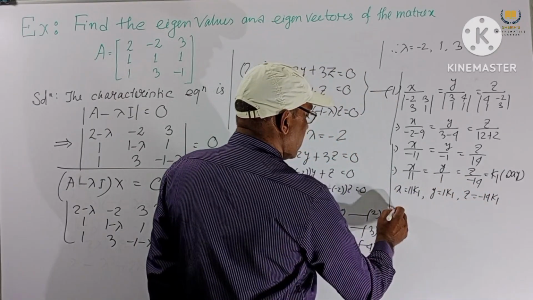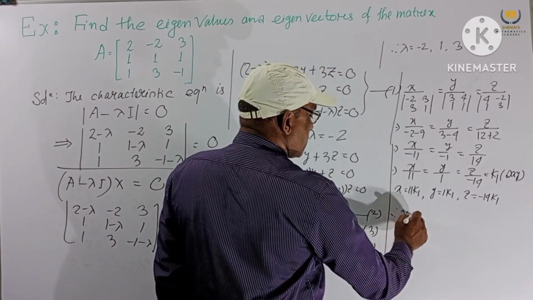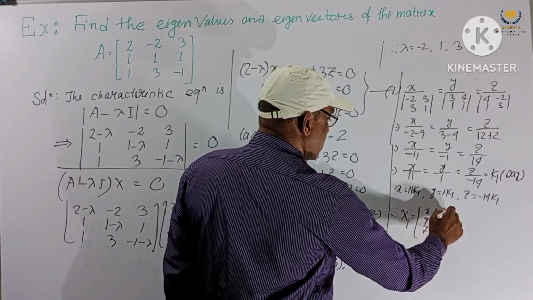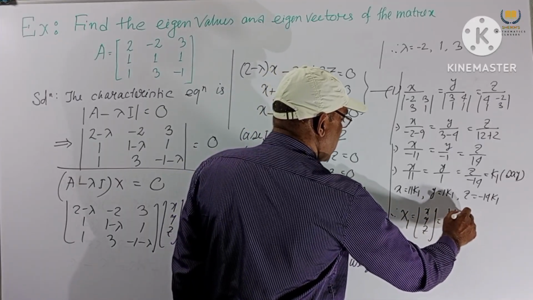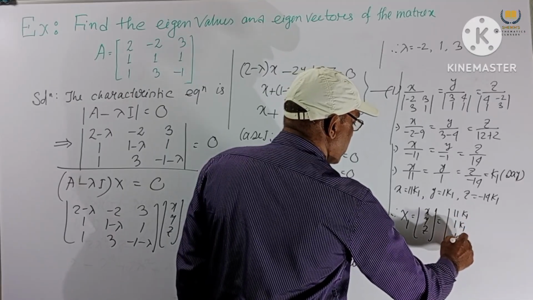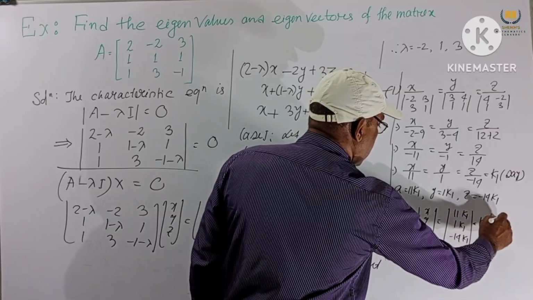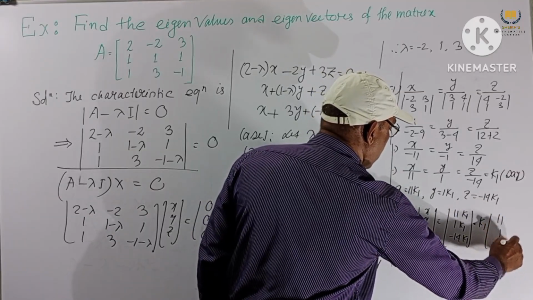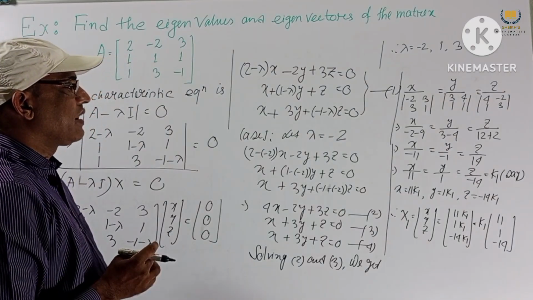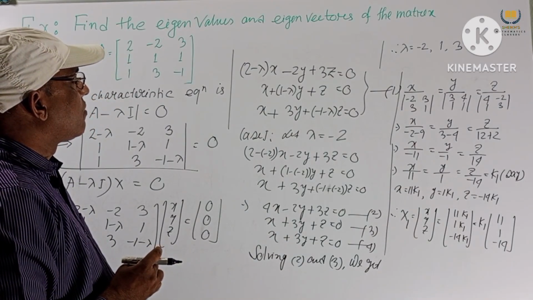k1. Therefore, the eigenvector we consider capital X1, this is x, y, z, and this equals 11 k1, 1 k1, minus 14 k1, and k1 is common, 11, 1, minus 14. We get this is the eigenvector of this.